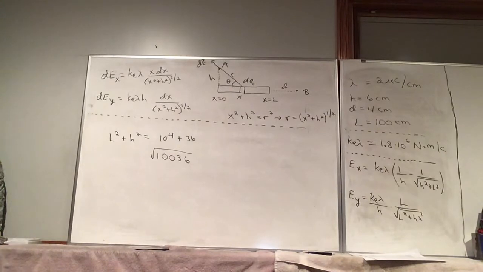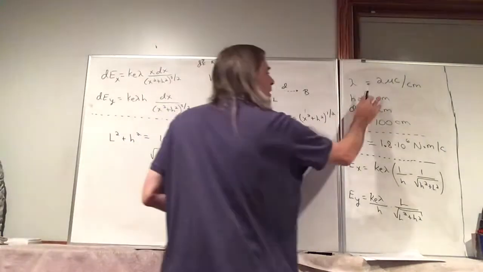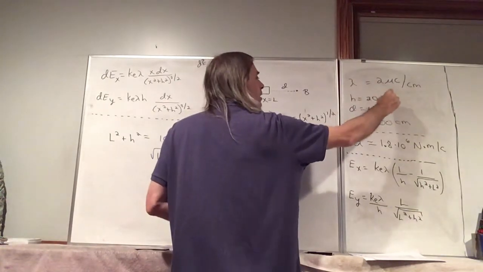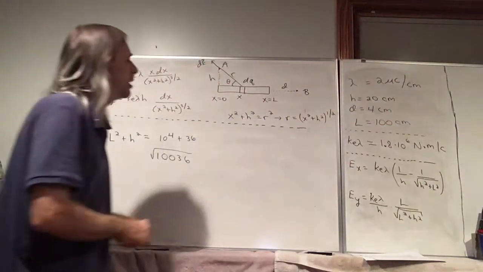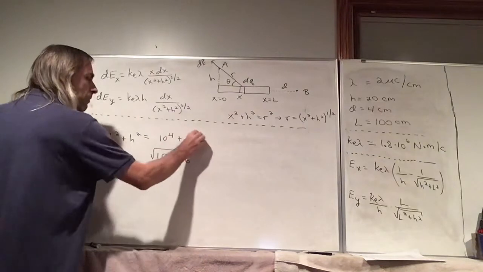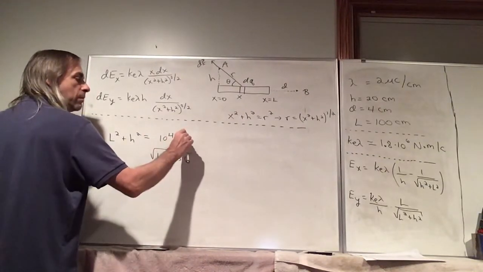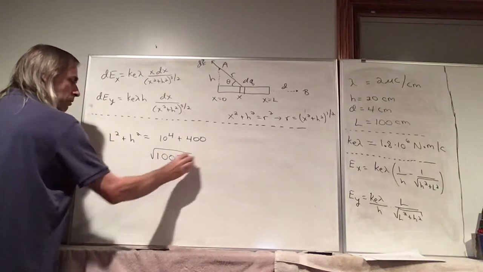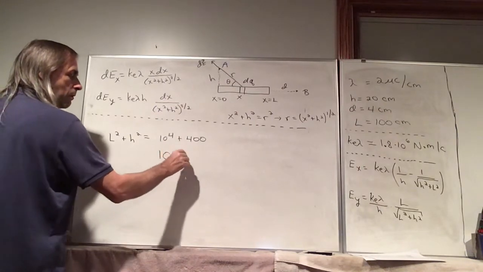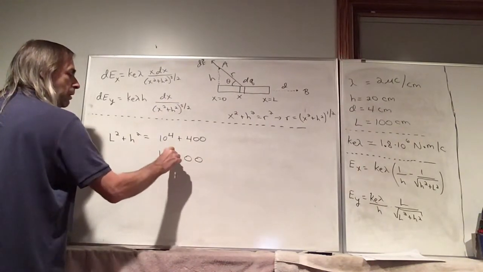I think I made this point a little too close to the rod. So let me increase that. Let's make it 20 centimeters. I'm okay with d being 4, I think, but we haven't used the number at all, so we're fine changing it. So let's say h is 20 centimeters. And 20 squared is 400. So here we have 10 to the 4th, and then we add 400.